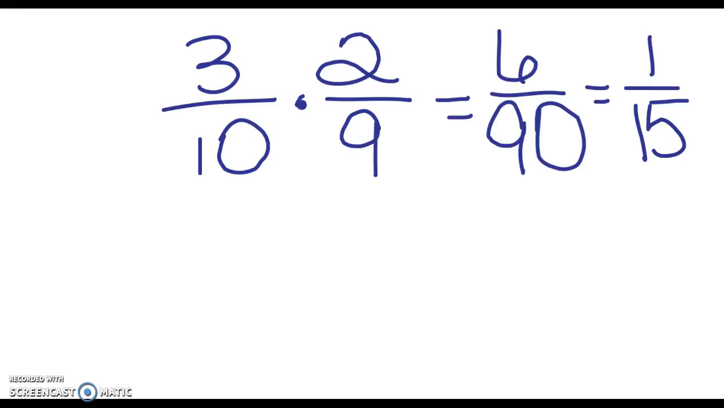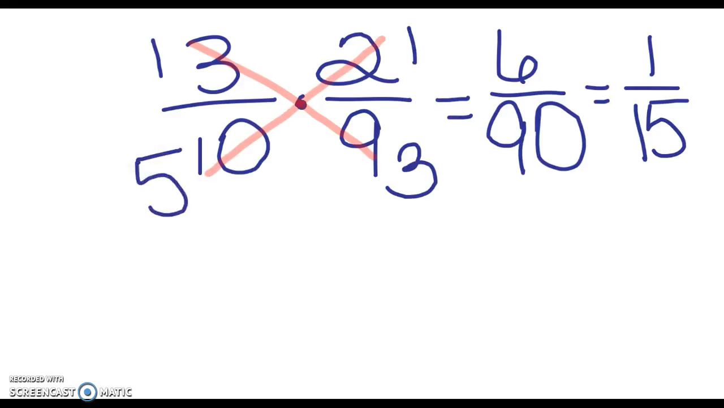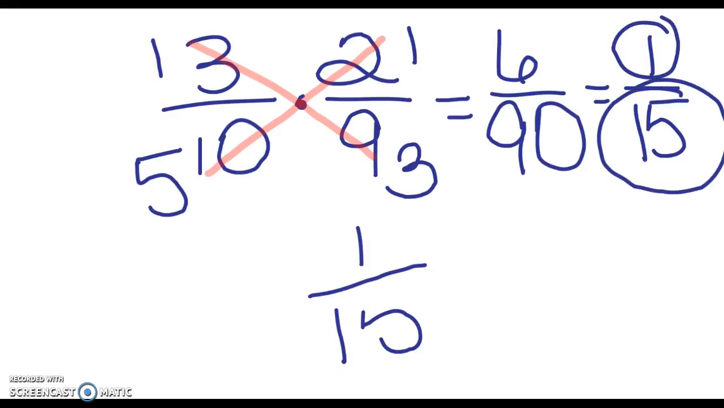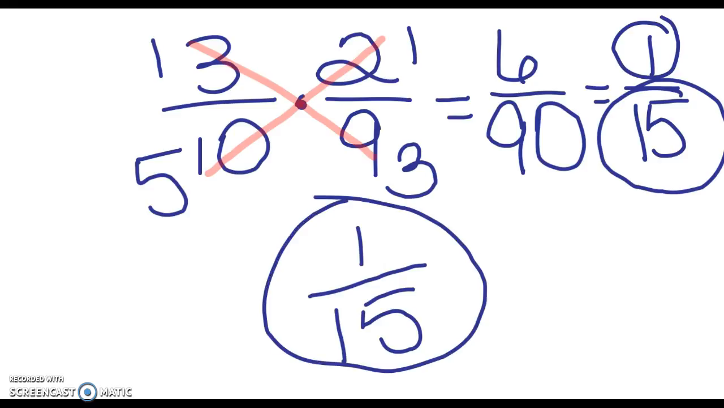You could also cross-reduce within the problem, and that will make the number smaller. You won't have to reduce at the end. So if I look between the 3 and the 9, I can divide both of those by 3. So the 3 would turn into 1, the 9 would turn into 3. I could also do 2 and 10. 2 goes into 2 once, and 2 goes into 10 5 times. And if you look straight from what's left now to the answer, 1 times 1 is 1, and 5 times 3 is 15. So we didn't have to reduce at the end. We just got the answer right away. So either way is acceptable.